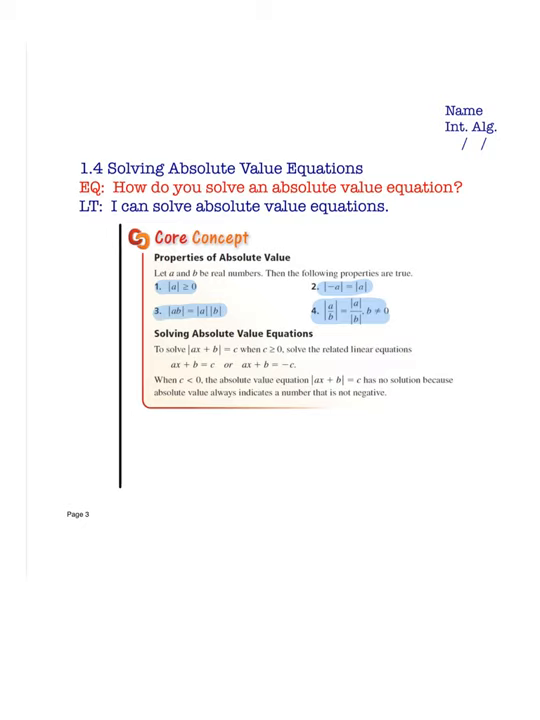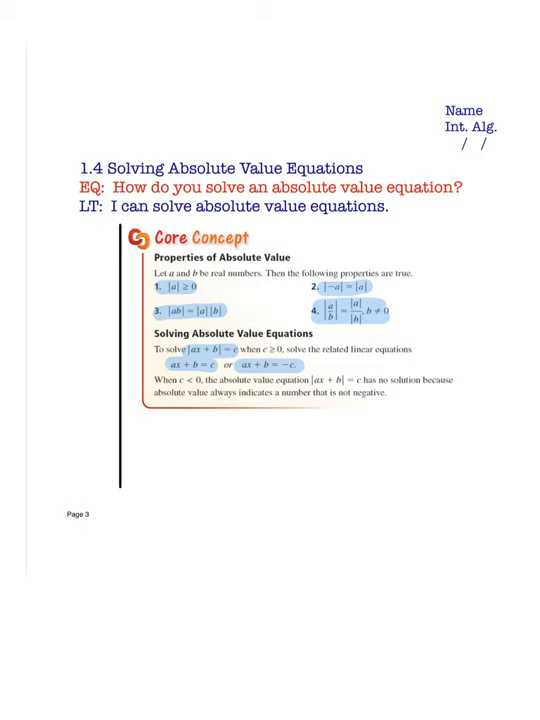All right, so solving absolute value equations. To solve an equation that is equal to a number, we're actually going to split it into two equations, because what's inside the absolute value could be positive or negative. So we're going to set up an equation where what's inside the absolute value is equal to the positive answer, or what's inside the absolute value is equal to the negative answer.